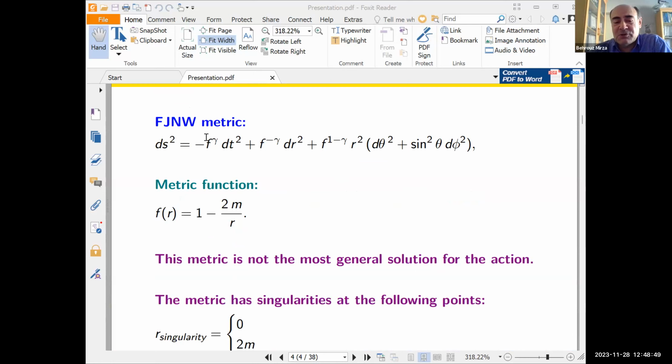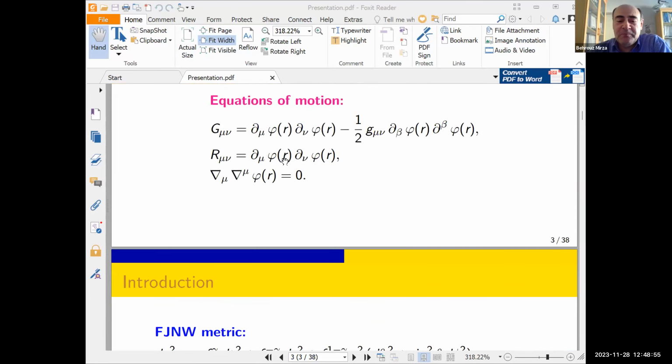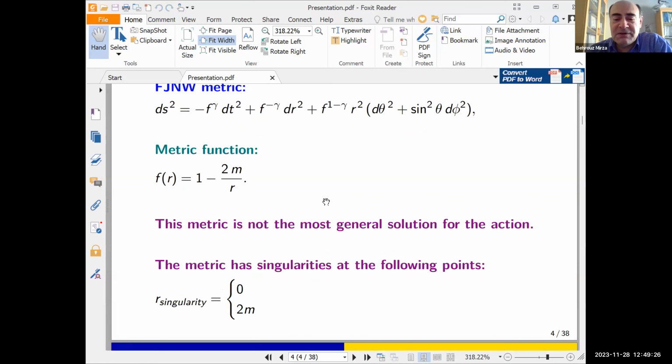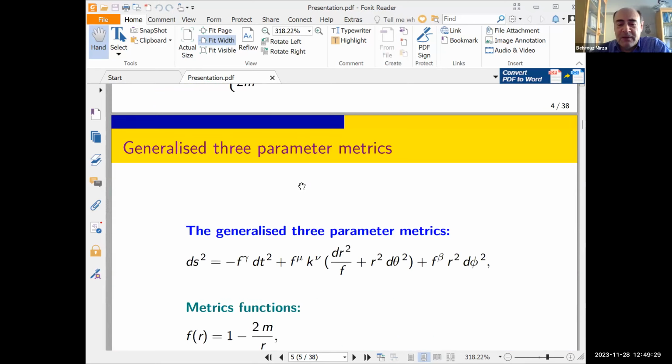The solution that can be found by using the Janis-Newman algorithm actually does not satisfy the second equation that we see here, R mu nu equal to derivatives of phi. If you see R mu nu, the Ricci tensor, all diagonal elements are zero except one, which is R_rr. The rr component of this Ricci tensor should not be zero.